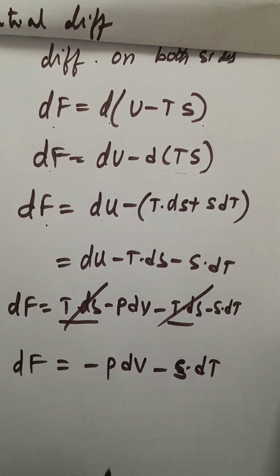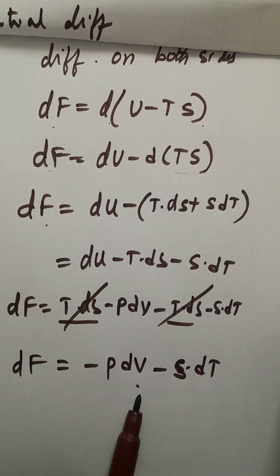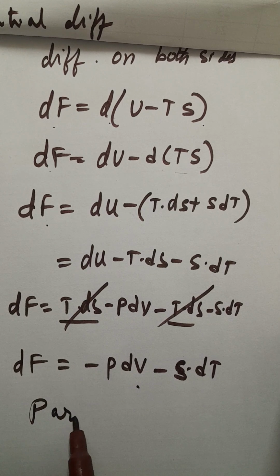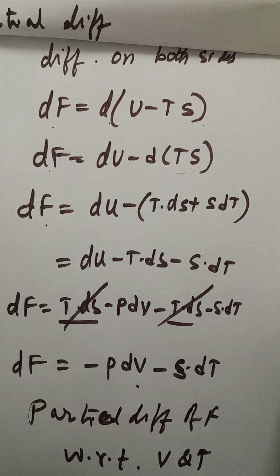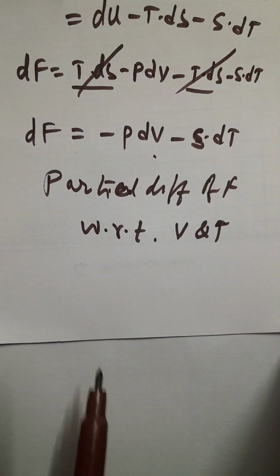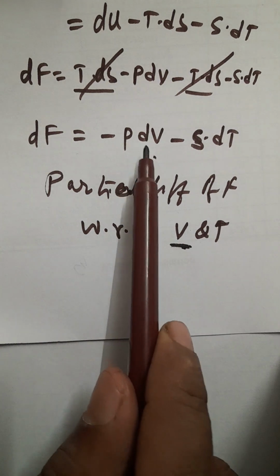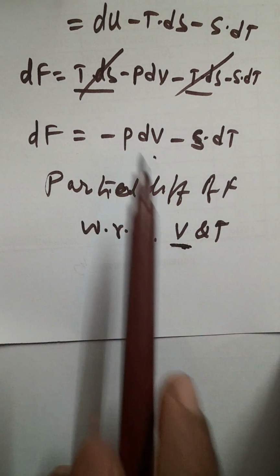Okay, but this energy is in the form of two variables. Now we want a single variable. For that we are doing partial differentiation of F with respect to V and T. V means volume and T means temperature. Same thing as we did for internal energy. So first we will do differentiation with respect to V, keeping temperature constant.